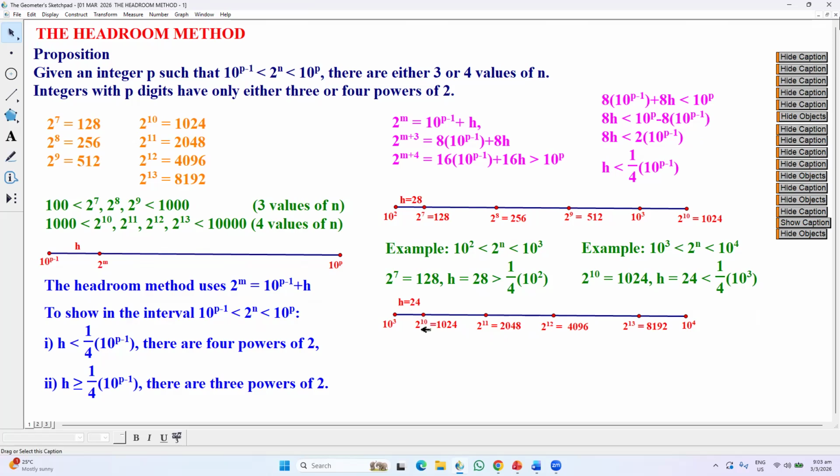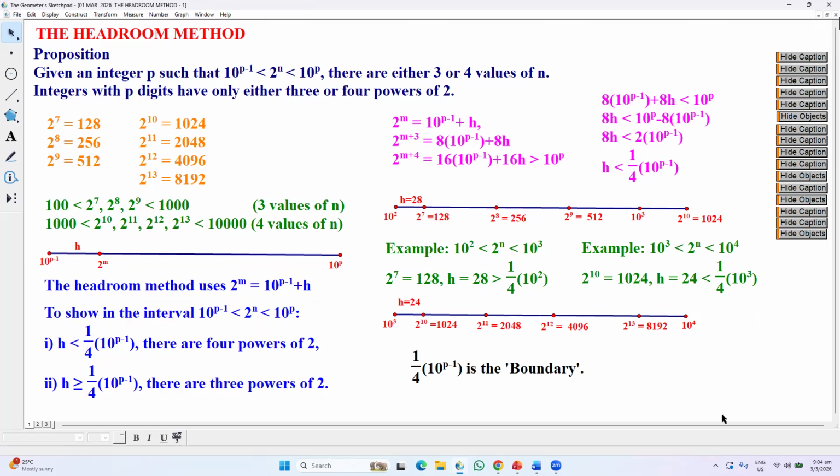This allowed the interval to contain 4 powers of 2: 2 power 10, 2 power 11, 2 power 12, 2 power 13. The next power will be outside. So we notice that the boundary, 1/4 of 10 power p minus 1, is the boundary. If H is less than the boundary, we have 4 powers of 2. If the headroom is bigger, beyond the boundary, then there'll be 3 powers of 2.